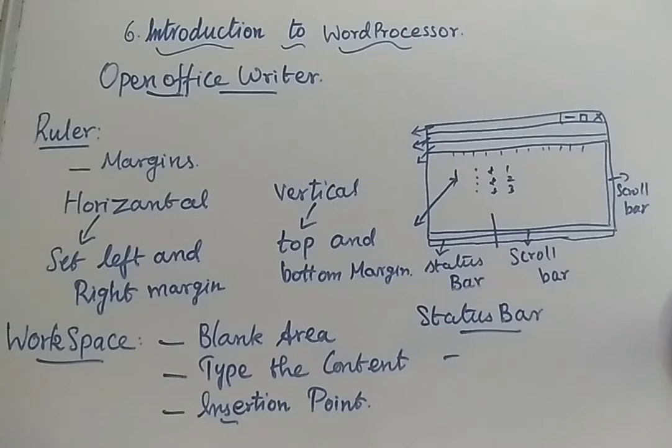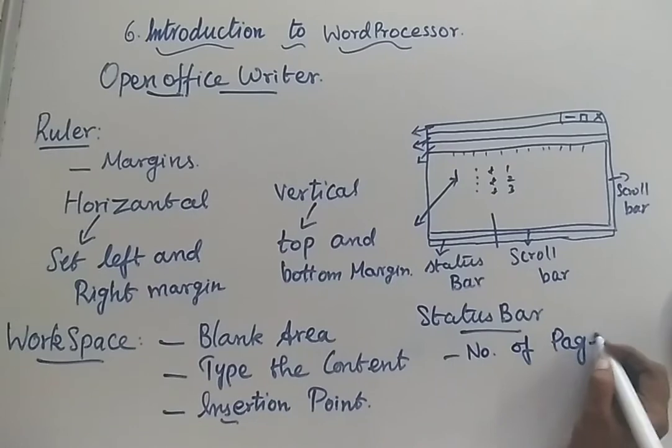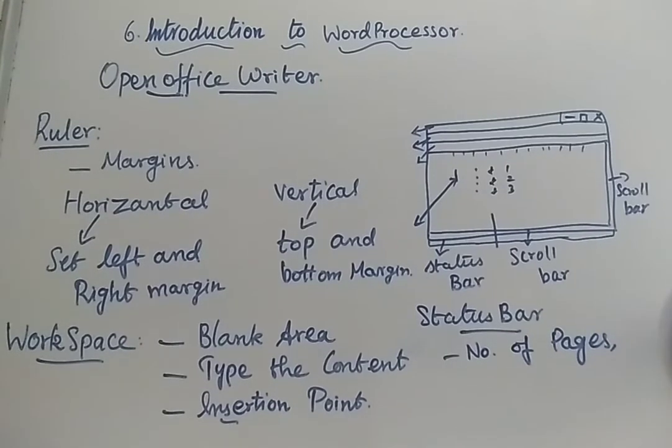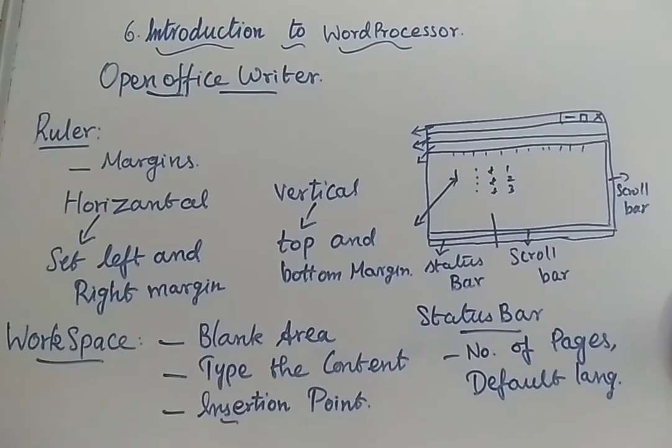Here it is going to display the number of pages. For example, if you are typing a large document, the pages will be displayed for you. Similarly, the current page: if you are typing 25 pages and just now you are on page 20, that will be displayed for you. The next is your default language. That will be displayed. Whatever statuses are related to the document will be displayed in the status bar for you.